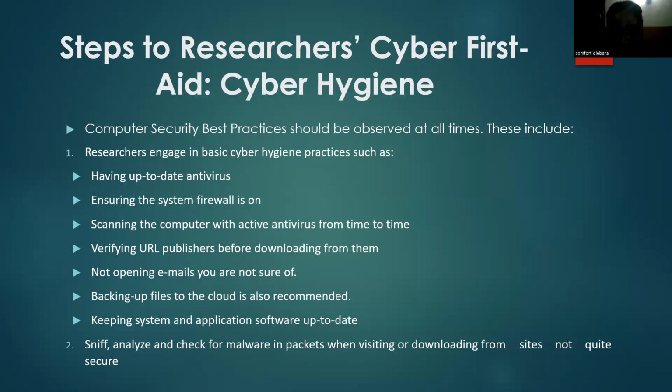Our cyber hygiene and cyber first aid are categorized into two. We have the first method, which has to do with observing cyber hygiene practices, such as having our antivirus up to date, having the system firewall always on, scanning the computer with active antivirus from time to time, verifying URL publishers before downloading from them, and not opening files or emails you're not sure of. Backing up files to the cloud is also recommended. And then keeping system and application software up to date is another cyber hygiene practice.